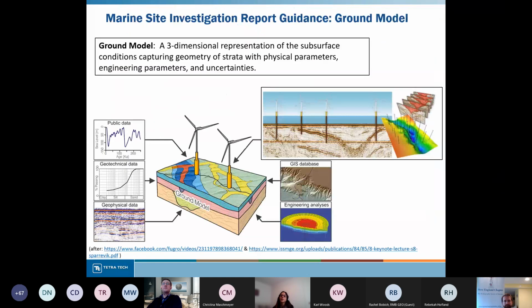And then we have the ground model. This is not explicitly required by BOEM, but we're definitely seeing developers trending towards using a ground model because it's a really great way to manage and present the data. A ground model is a 3D representation of the subsurface conditions within the project area. It's a really great way for the developer to show that they have a thorough understanding of what they're working with below the seabed.